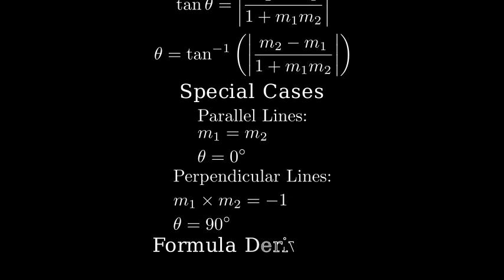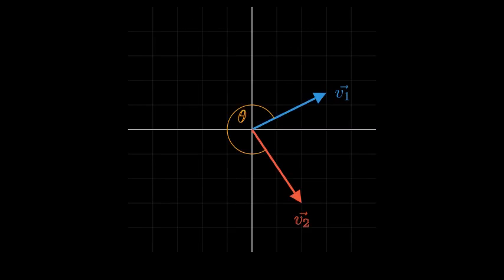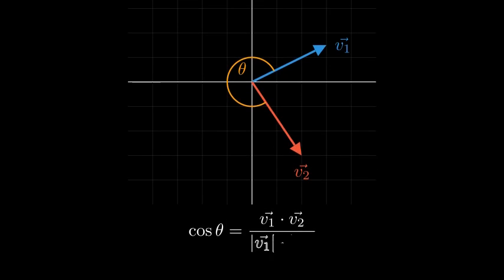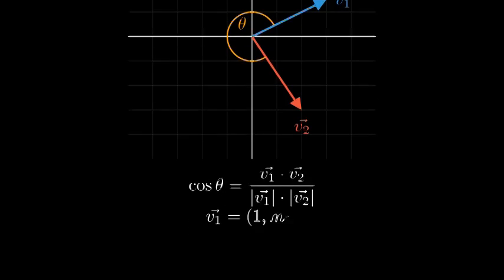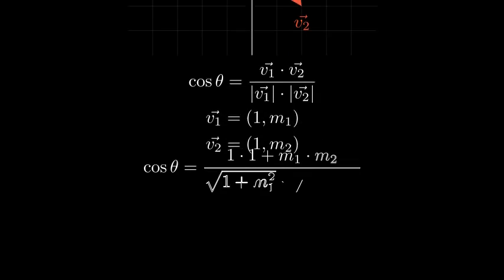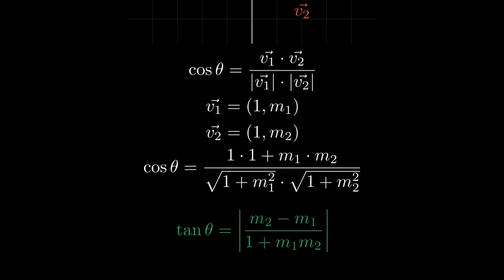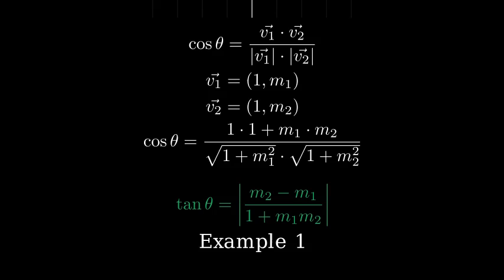Let's briefly understand where this formula comes from. Consider two lines with direction vectors v1 and v2. The cosine of the angle between these vectors is given by their dot product divided by the product of their magnitudes. When we express these vectors in terms of slopes and simplify, we get our formula for the tangent of the angle between the two lines. Now, let's solve some examples to better understand this concept.